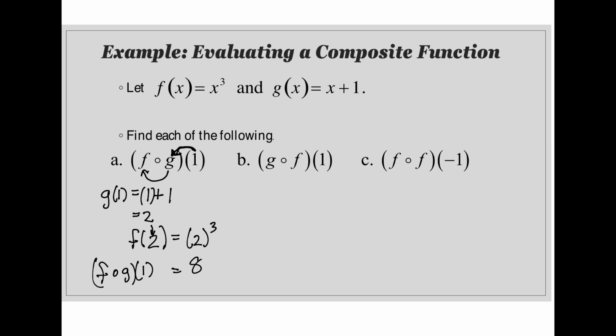Let's see what happens if I reverse it. 1 is going to get plugged into f, which will then get plugged into g. So we'll start off with finding the f of 1. Well, that's 1 cubed, which is still just equal to 1. And then 1 gets substituted into my g of x, which is made up of x plus 1.